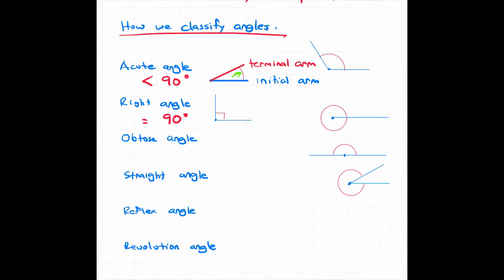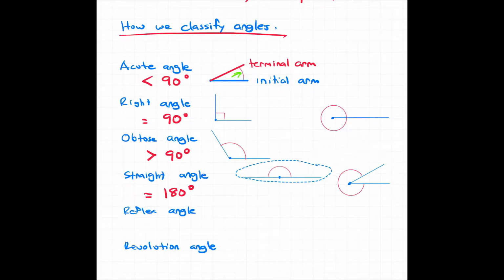Okay, the third one is an obtuse angle, and an obtuse angle is an angle that is greater than 90 degrees, and that would be this one right here. I'll bring that over, place it right there. And what about a straight angle? A straight angle is equal to 180 degrees. So that is going to be this one right there.